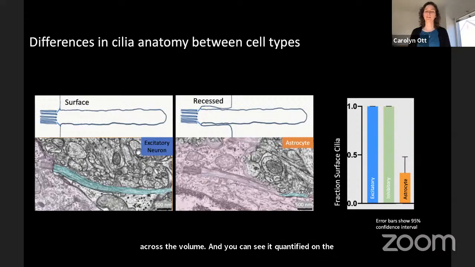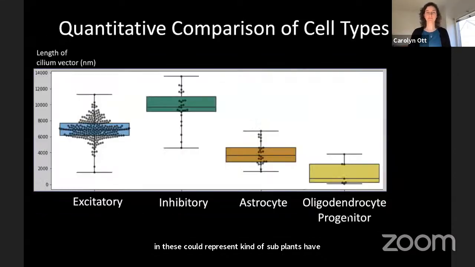Almost all of the excitatory and inhibitory neurons have cilia that emerge directly from the surface of the plasma membrane, whereas the majority of the astrocytes are recessed in a pocket. There's a subset of the astrocytes that are not, and these could represent a subclass of astrocytes, is one of the things we're hypothesizing.